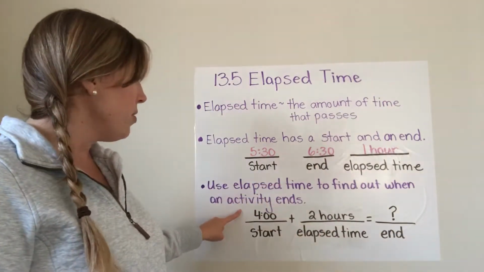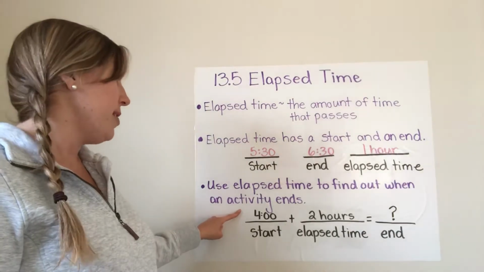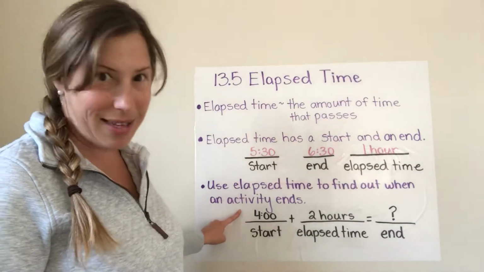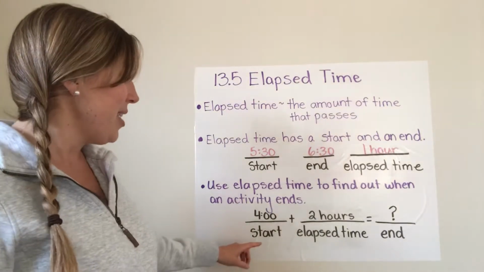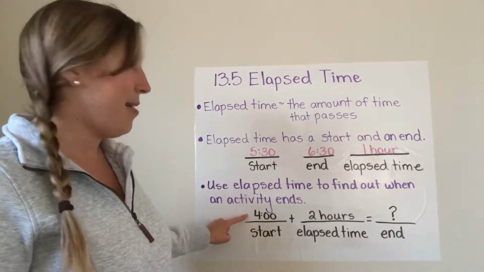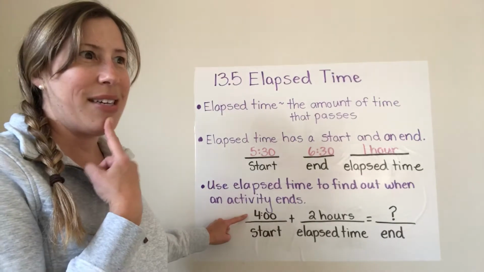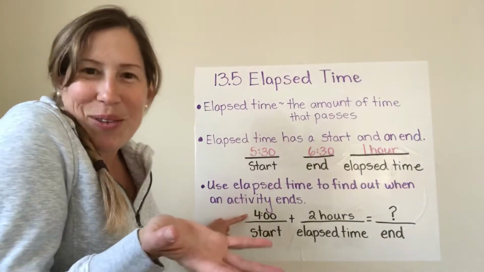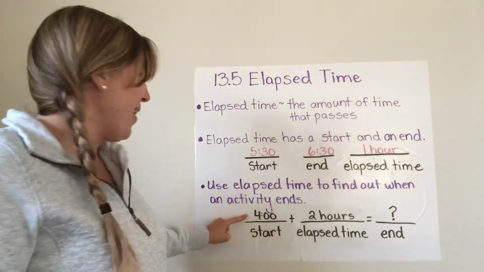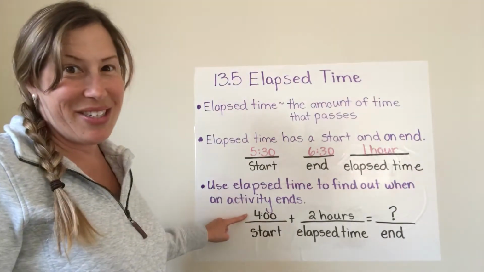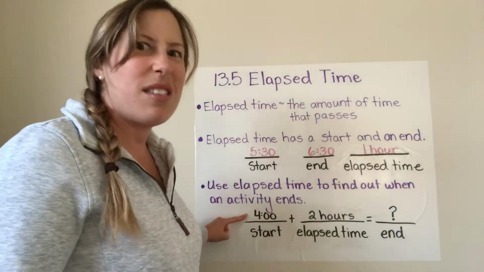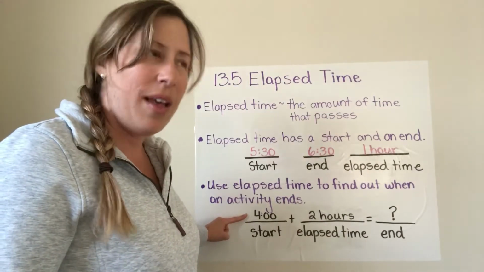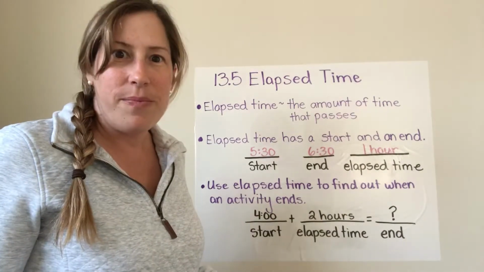All right, we can also use elapsed time to find out when the activity ends. So this time I'm going to use Oliver. Let's say that Oliver had, we'll say guitar lessons. I'm not sure if he plays an instrument. All right, we'll say he has guitar lessons that start at 4 o'clock. And we were told it lasted 2 hours long. What time would it get out?